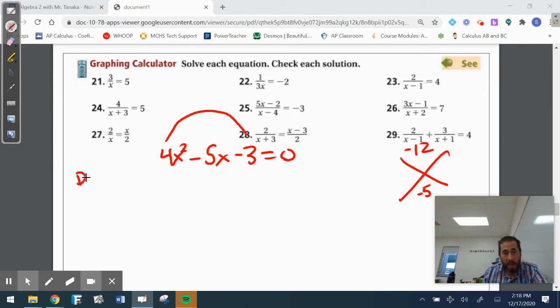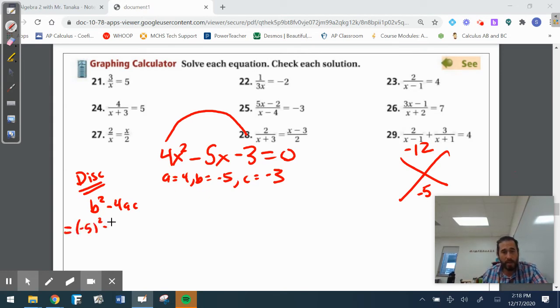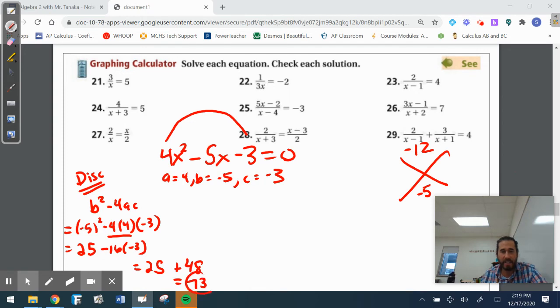And whenever we do the quadratic formula, we always do the discriminant first, right? A is 4, B is negative 5, and C is negative 3. So we do the little discriminant, b squared minus 4ac. I told you we're going to be using this bad boy the whole year. That would be negative 5 squared minus 4 times a, which is 4, times c, which is negative 3. That would be negative 5 squared, which would be 25. Negative 4 times 4 would be negative 16. Negative 16 times negative 3 would be a positive, what would that be? 48. And then if I add those guys together, I get a 73, which is positive.